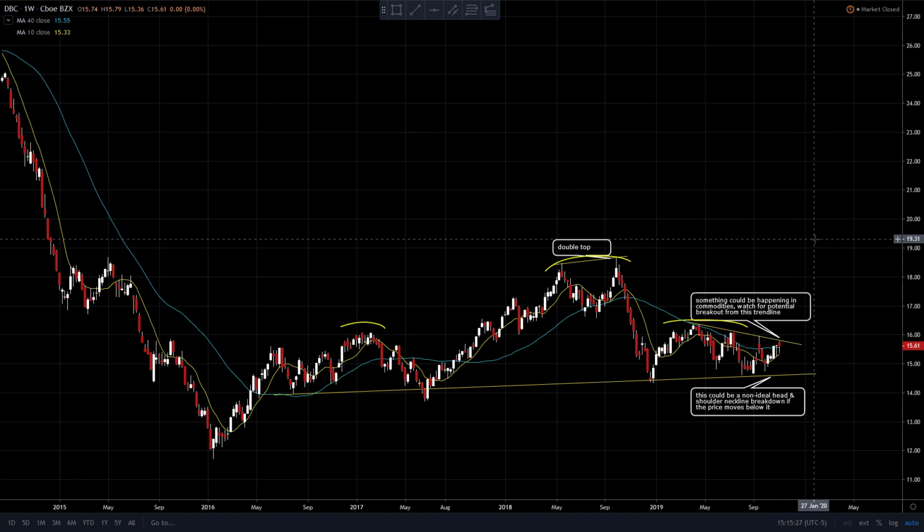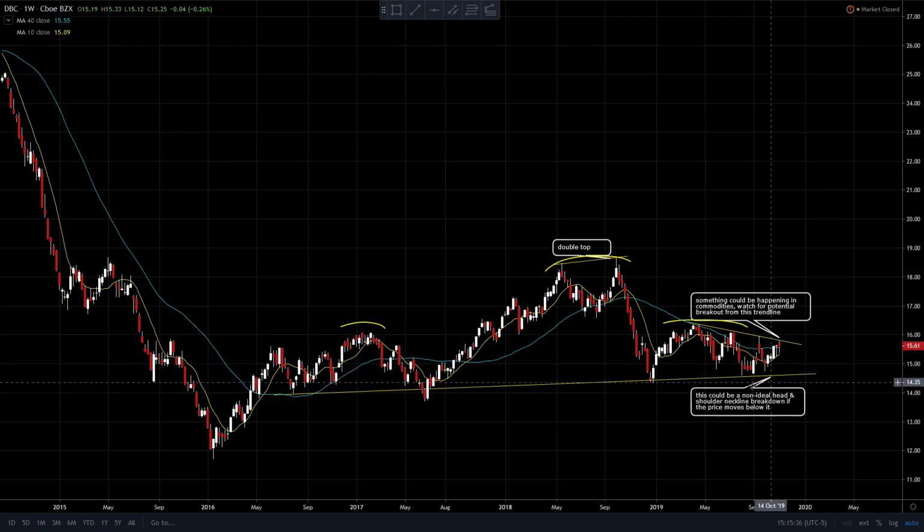And here's an ETN, ETF, DBC, which is kind of related to commodities, right? And the reason I'm looking at this is kind of interesting. Maybe there's something happening with the commodity sector, because looking at this trend line here, coming up to this resistance, if it could break above this trend line, then it could invalidate what I call a potential head and shoulders pattern.